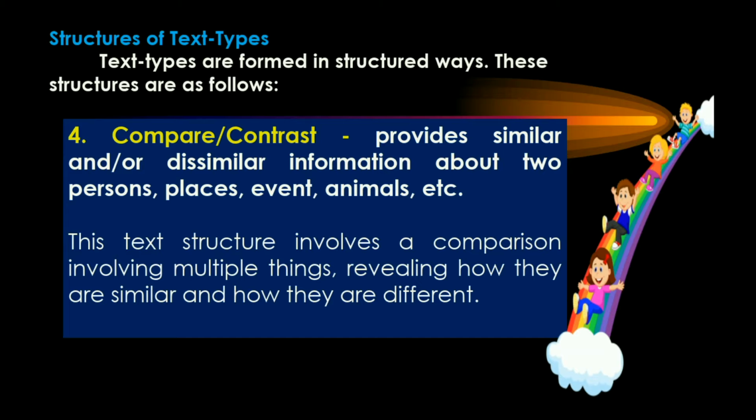So let's have the compare and contrast. Compare and contrast provides similar or dissimilar information about two persons, places, events, or animals. This text structure involves a comparison involving multiple things, revealing how they are similar and how they are different. So it shows how two or more things are alike or how they are different. So let's have this example.